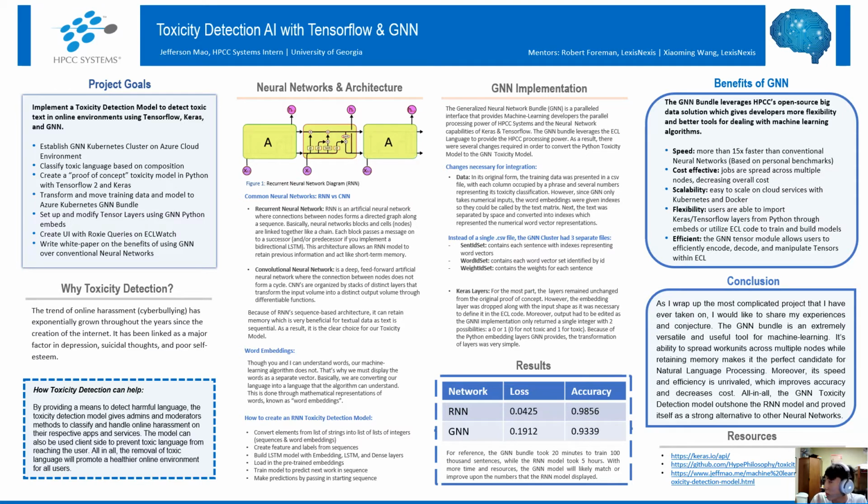So now we can go over the benefit of GNN. The GNN bundle leverages HPCC's open source big data solution, which gives developers more flexibility and better tools for dealing with machine learning algorithms. So, for example, speed. In my own benchmarks, I could see that the GNN model was 15 times faster than conventional neural networks. It's also cost effective because jobs are spread across multiple nodes, decreasing the overall cost. It's very scalable because it's done through HPCC, and there are Docker images through Docker Hub for GNN, and I can scale it easily on any sort of cloud platform.